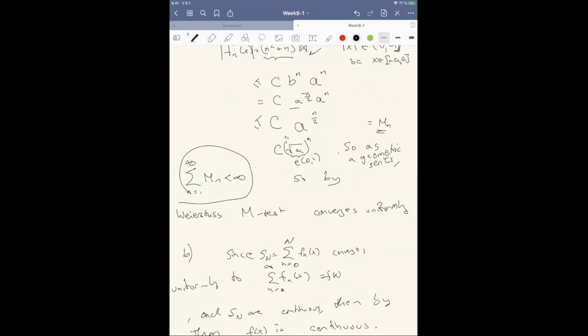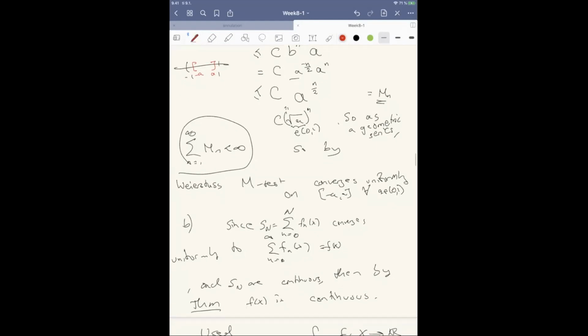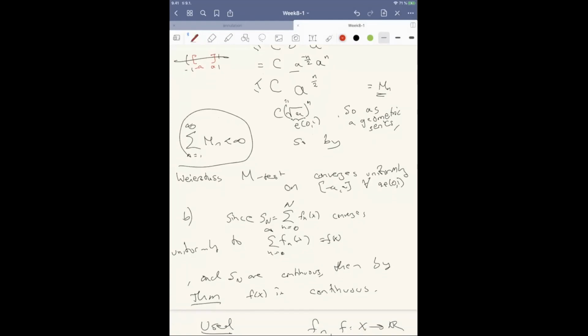So by the M-test, we get uniform convergence on the interval minus a to a for all a in the open interval 0, 1. So we get convergence on these intervals that are strictly inside minus 1, 1. And their union is the whole thing. So we get convergence on the entire thing, because we can always choose an a such that x is inside this interval.